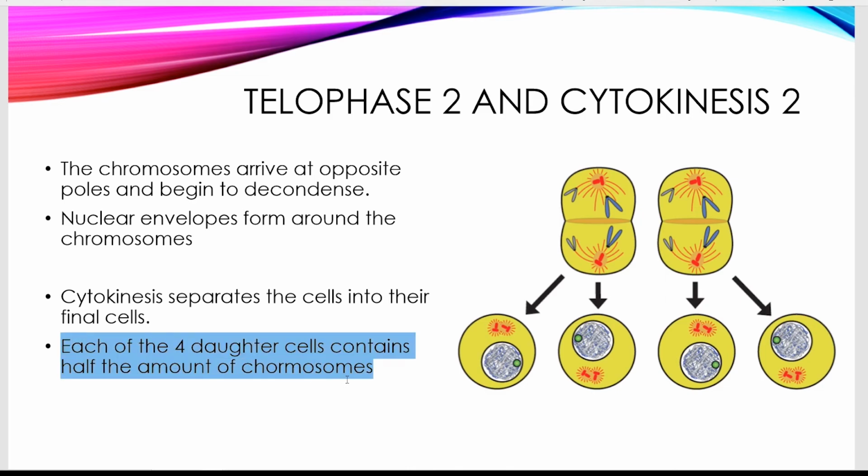This is the important part, each of the 4 daughter cells contains half of the amount of chromosomes. As I said before, each human being has 23 pairs or 46 chromosomes, and then each egg or sperm, which is one of these ones, only has 23 individual chromosomes. It does not have pairs. Hope that makes sense. So in each one of these cells would be 23, so we've got 23, 23, 23, and 23, and then each one of the original cells would be 46 and 46. So 46 splits up into 23.